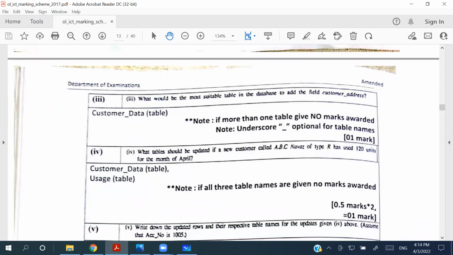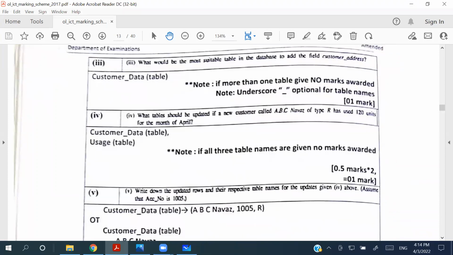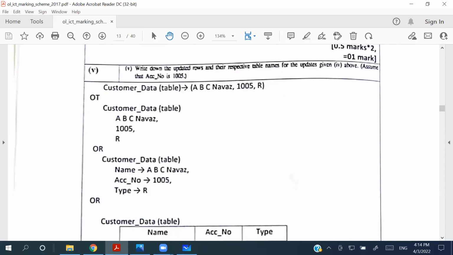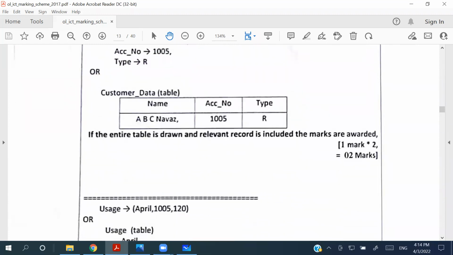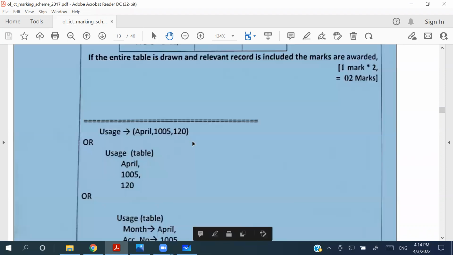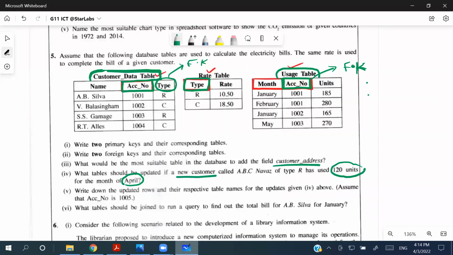For the third one, so 1 mark. For the fourth one, as we discussed, there are two tables, customer data and usage table. And later they are asking how these values can be added. So customer data table, there should be ABC Navas 1005 and the type is R. And the usage table, it should be April 1005 120. Right, so both the details should be maintained.